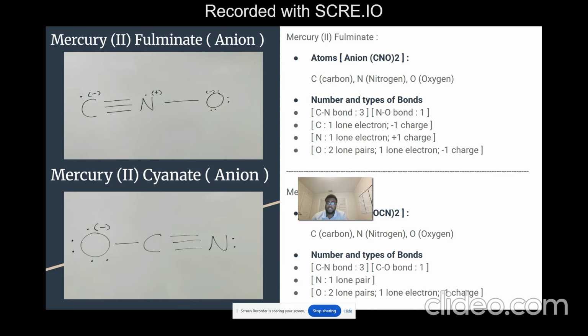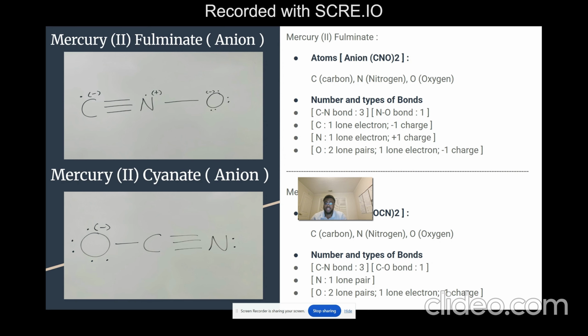So for the fulminate anion, which has atoms of carbon, nitrogen, and oxygen, we can see they have a triple carbon-nitrogen bond, or three single bonds, but we usually say triple bond, and a single nitrogen-oxygen bond. Carbon has a single lone electron with a -1 charge. Nitrogen has again a lone electron but a positive +1 charge. And oxygen has two lone pairs, a single lone electron, and a -1 charge.